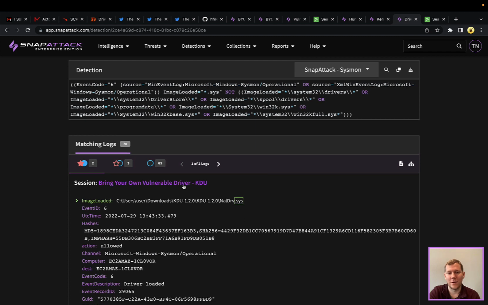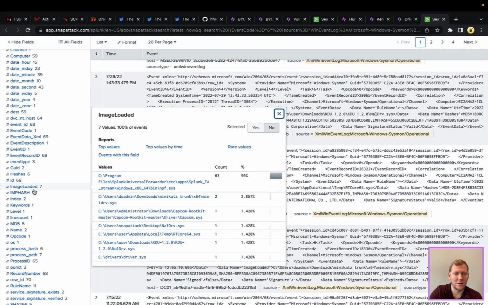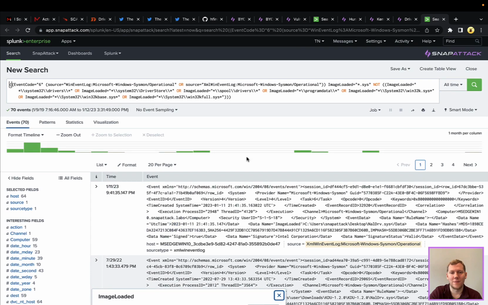So we can already see here some of the hits that this has, the bring your own vulnerable driver. If I pivot over to Splunk here and I want to take a look at the image loaded, so again, as I mentioned, there are going to be false positives here. You can see that there is a Splunk driver that's being loaded out of their program files folder. So in your environment, you'll have to do some tuning for this, but we're able to pick up Mimikatz detections, again, some of these other BYOVD attacks, or that Capcom, the Intel driver, very effective here as well.